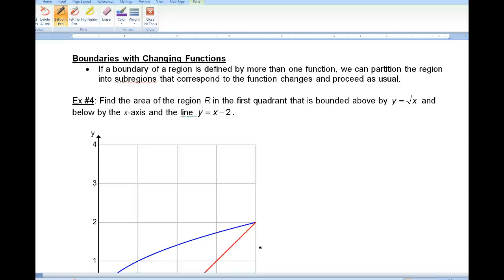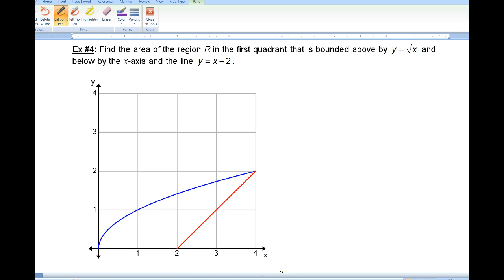So changing boundaries with changing functions. Basically, it means sometimes the upper curve and the lower curve might change at a certain point within the shaded area. So we have this example of y equals square root of x. And it's going to be bounded below by the x-axis. So for part of it, it's bounded here. And then here, it's bounded by y equals x minus 2. So essentially, take a look. From here to here, I want just the shaded region.